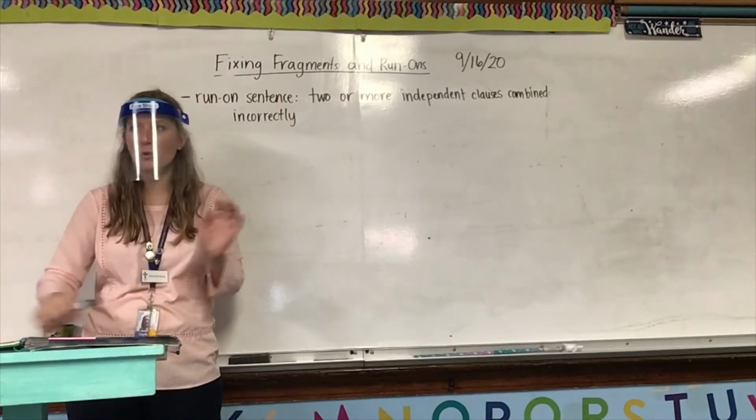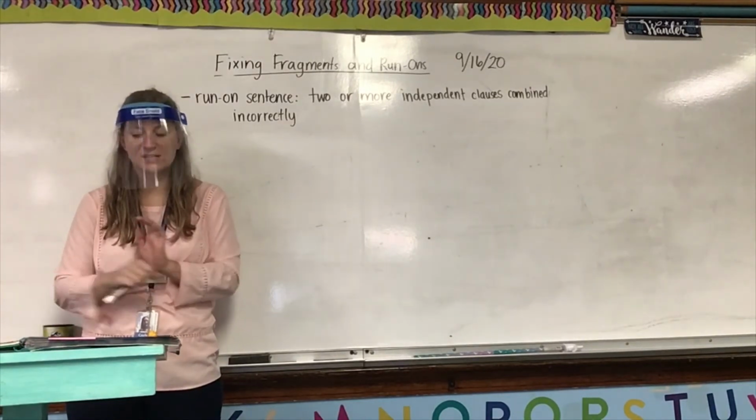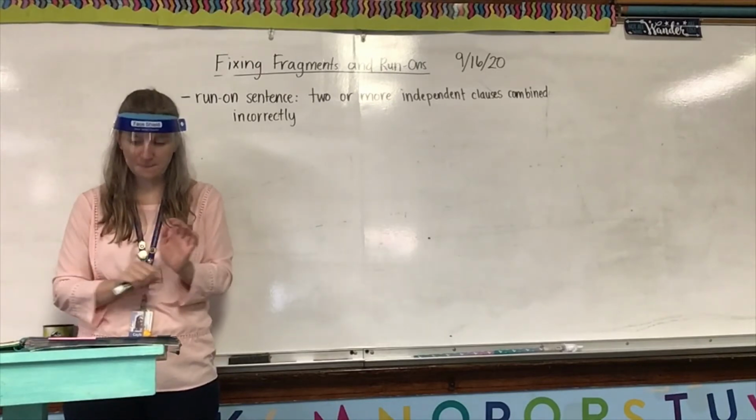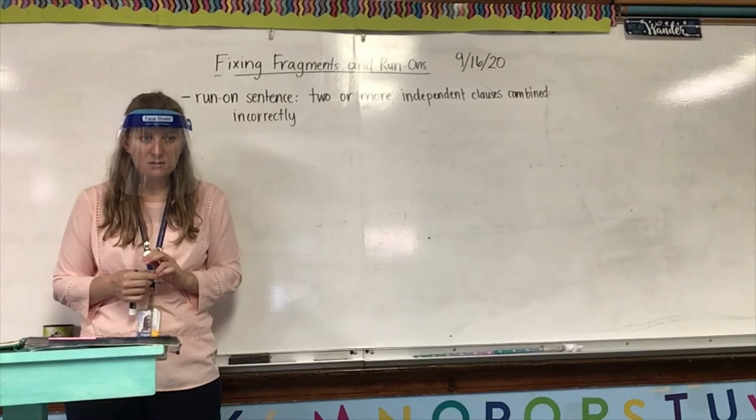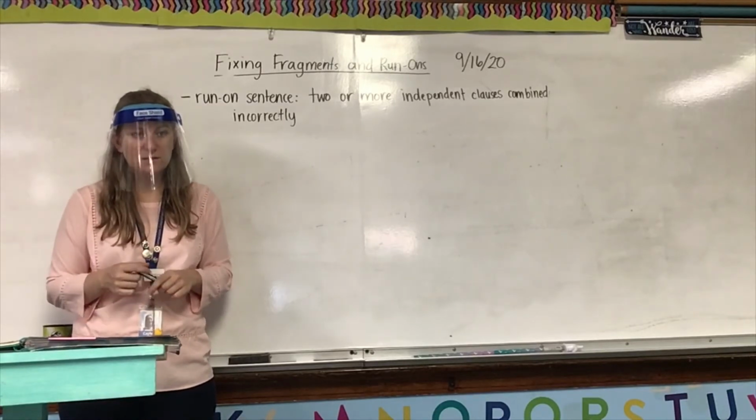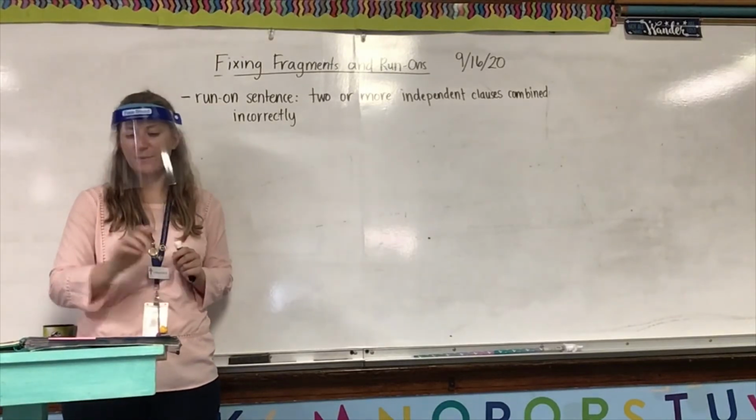Now, I think we talked about a fourth kind. Did we talk about the fourth? What's the fourth kind of run-on sentence? Cullen. Two or more unrelated independent clauses combined in one sentence. And what is that example? Because I don't have it in my book.